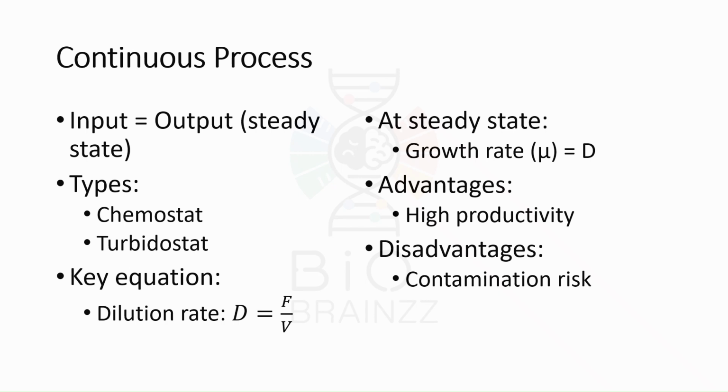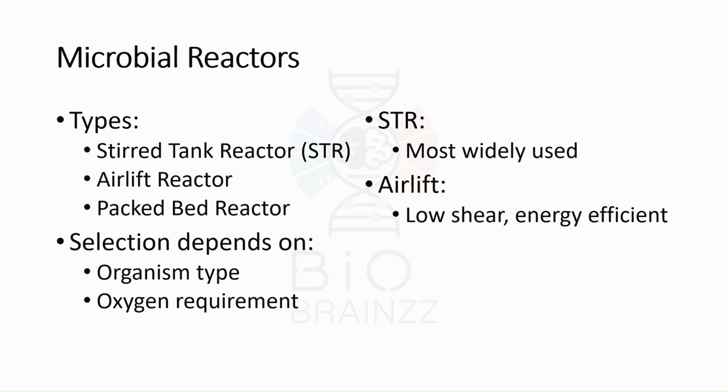In continuous processes, fresh medium is continuously added and culture is continuously removed. This keeps the system at steady state. At steady state, growth rate equals dilution rate. This method gives high productivity but requires strict control to avoid contamination.